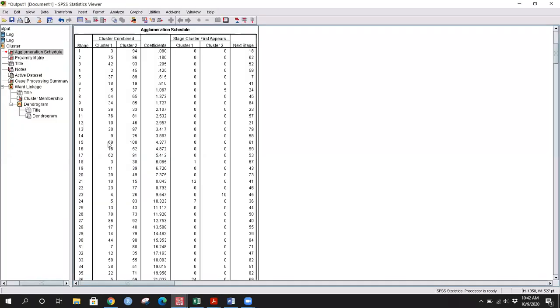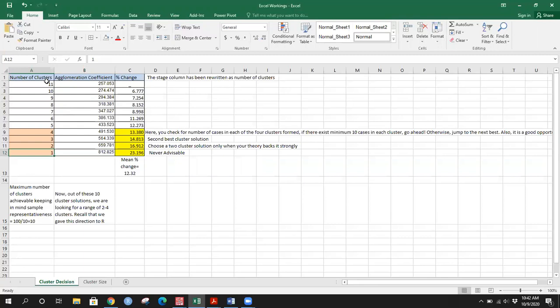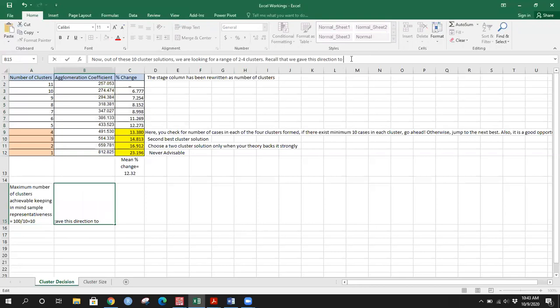This stage column, I am renaming to number of clusters, such that you start from the bottom and say 1, 2, 3, 4, and so on till 11. Okay. And you also know that I can have at max 10 cluster solutions. I've written that over here. The maximum number of clusters achievable, keeping in mind sample representativeness, is 100 upon 10, equal to 10. Now, out of these 10 cluster solutions, we are looking for a range of 2 to 4 clusters. Recall, we gave this direction to SPSS and not R. I have been working on R as well.